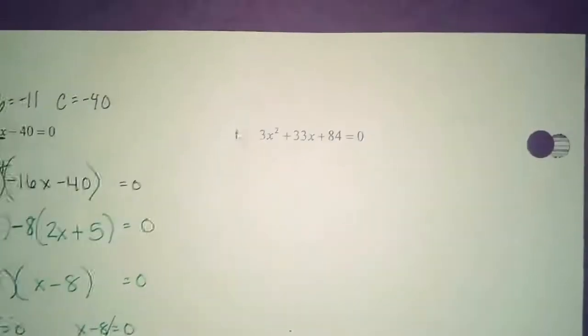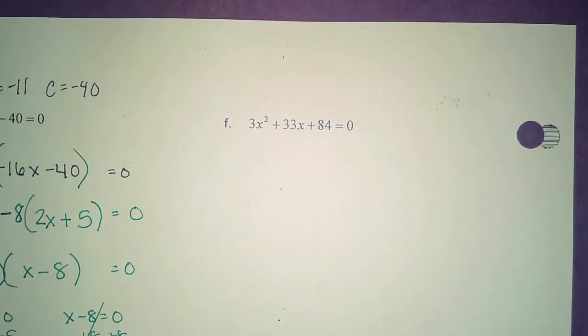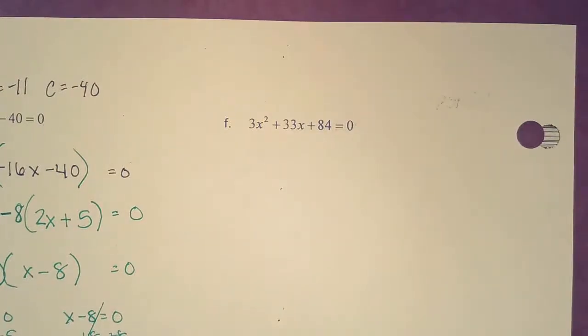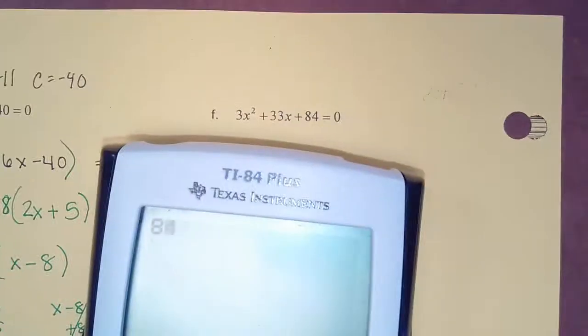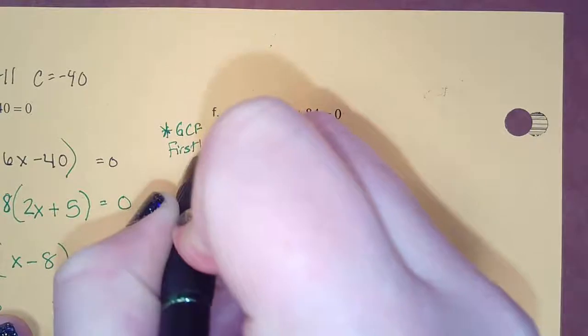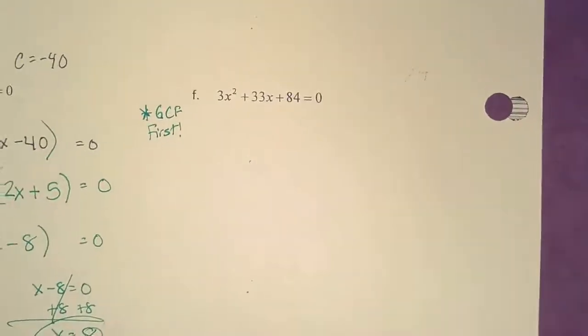Okay, let's do F. 3x squared plus 33x plus 84. Let's see if we can take out a GCF, because those numbers are pretty big. I know that 3 goes into 33. Not sure if it goes into 84, so let's check. 84 divided by 3, yeah, 28. So I'm going to take out the GCF first. This is going to allow me to deal with smaller numbers.